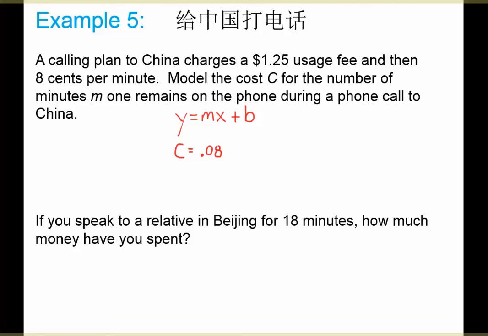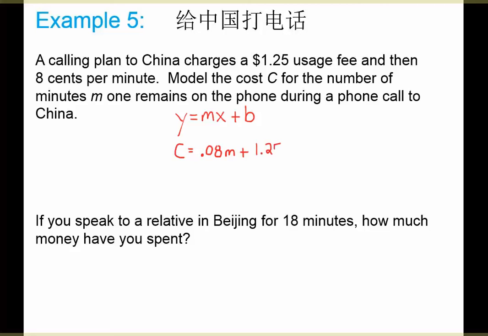So 0.08 x, but instead of x, we're going to use m, times the number of minutes. So 8 cents times the number of minutes plus the initial fee, right? That's your y-intercept, where you start. So you would start at $1.25.